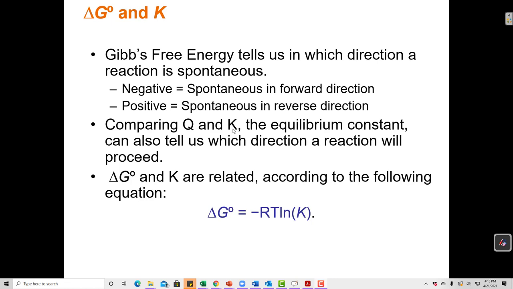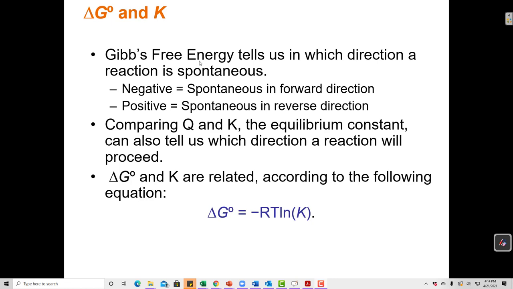Remember, if Q equals K, that means the reaction is at equilibrium and it's not going to go forwards or backwards. The reaction has effectively stopped. The concentrations have stopped changing at equilibrium. If Q is smaller than K, then the reaction goes forward and Q gets bigger, and eventually Q will equal K and the reaction will be at equilibrium. And if Q is larger than K, then the reaction goes backwards and Q will get smaller and smaller until Q equals K and we're at equilibrium.